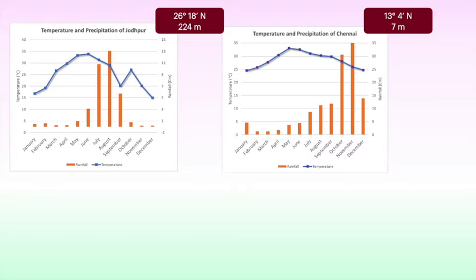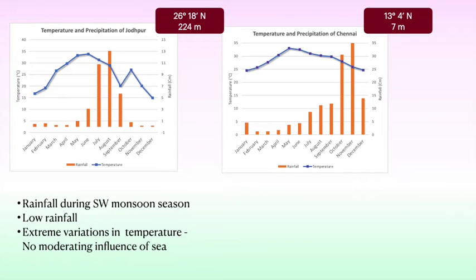As far as rainfall is concerned, most of the rain Jodhpur receives is during July and August, and afterwards rainfall starts decreasing because the southwest monsoon withdraws from Jodhpur from mid-September onwards. So this is the fact about Jodhpur. There is also a higher fluctuation in temperature than in Chennai. Chennai is situated in a coastal area, so it has a moderate temperature throughout the year. There is not much fluctuation in the temperature.